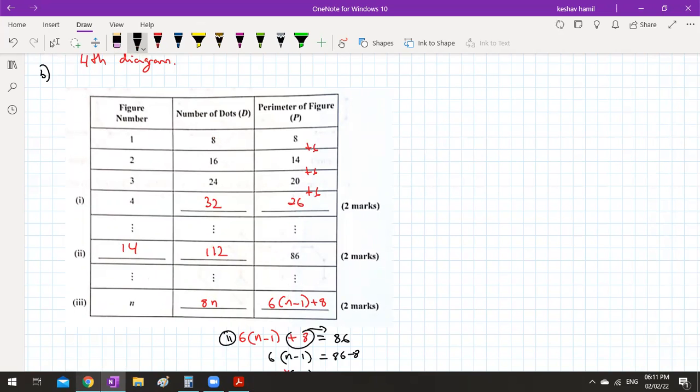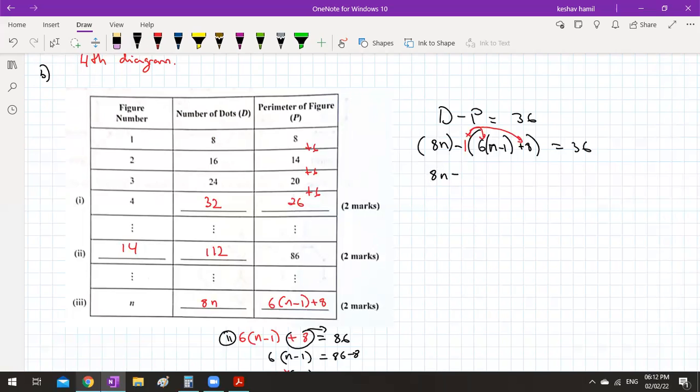is 36. Now, if you watch, d is greater than p for the majority of the table, so you say d minus p is 36. Now, the function for d is 8n. And the function for p, I should have put a bracket as well, is 6 times n minus 1 plus 8, equal to 36. Now, distributive law, right? We will consider this to be a negative 1 and multiply by each term in the bracket to remove the bracket here. This 8n has nothing to remove, so you get 8n. Negative 1 by 6 is negative 6n. Negative 1 by negative 1, and negative 1 by positive 8 is negative 8, equal to 36.